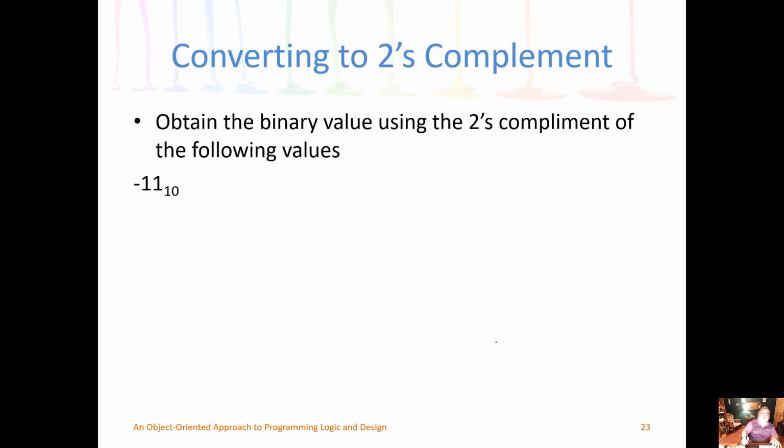So let's look at using the 2's complement. Let's get the 2's complement of the following values. Okay, so minus 11 in decimal. So let's think about this.